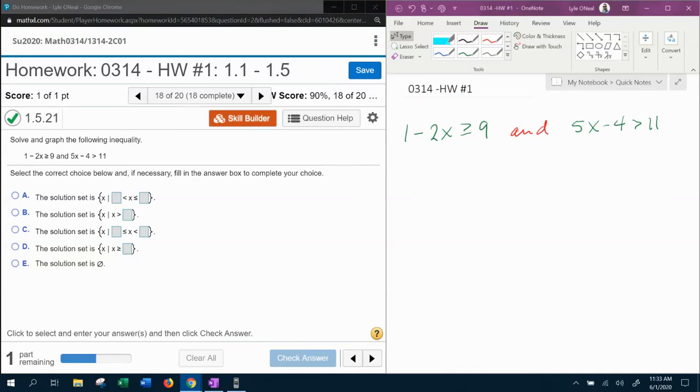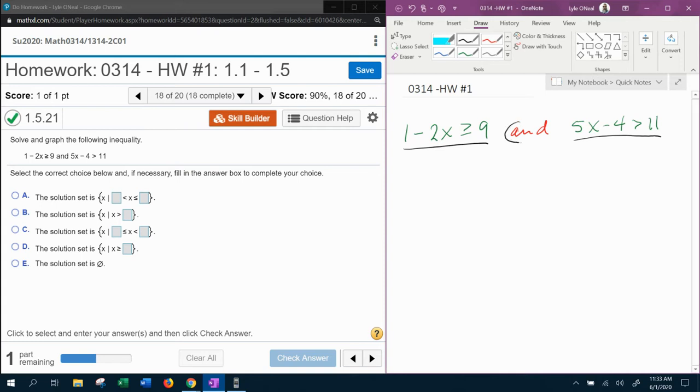Question number 18 from our 0314 homework number 1 in MyLab Math. It wants us to solve and graph the following inequality. So here we have another compound inequality. And the reason I know that this is compound is because there are two inequality symbols. It's like there's two pieces that I'm going to have to solve for x.